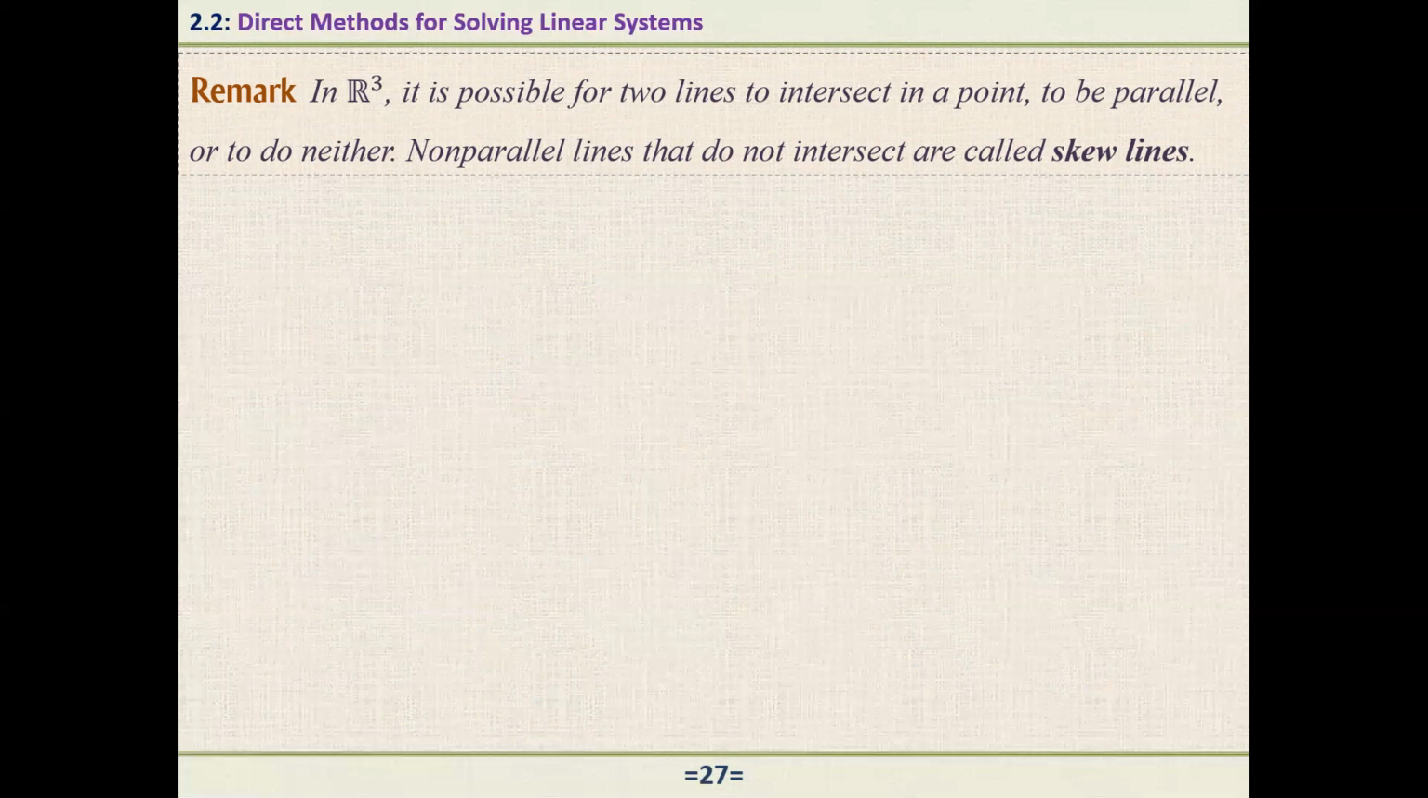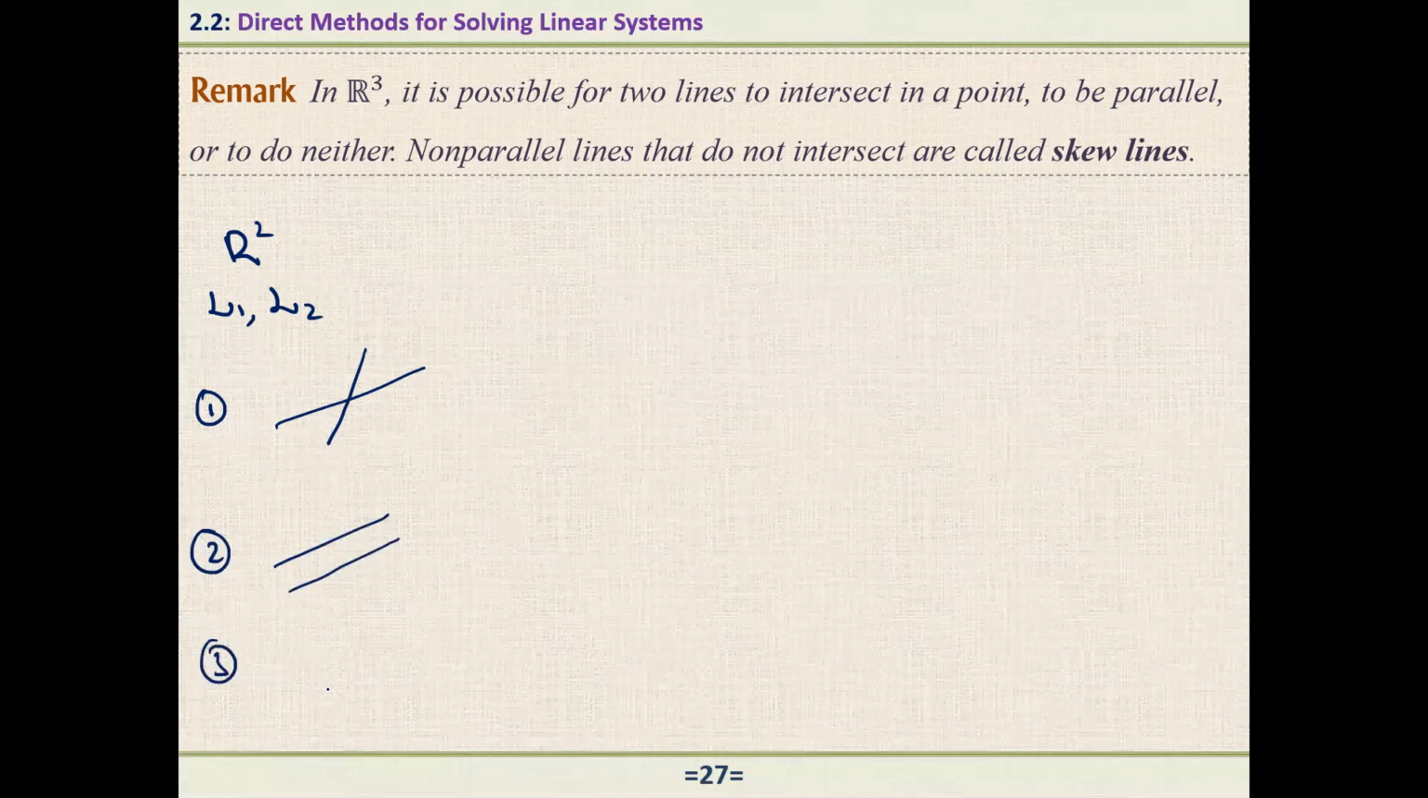Because in two-dimensional space, as you know, in R2, if you're talking about two lines, let's say L1 and L2, the first case is that they may intersect each other, and the second is that they may be parallel to each other. Do we have any other case? We don't have one here. Either they are parallel, or if they are not parallel, they intersect each other. How about R3?